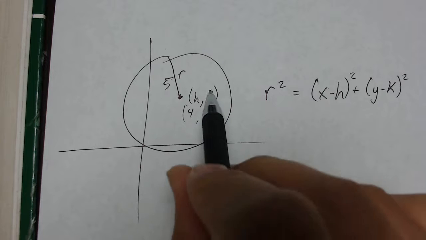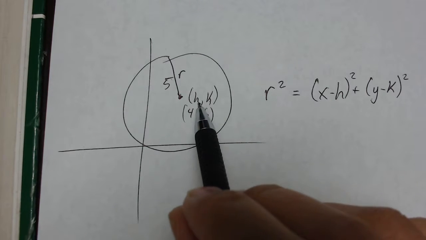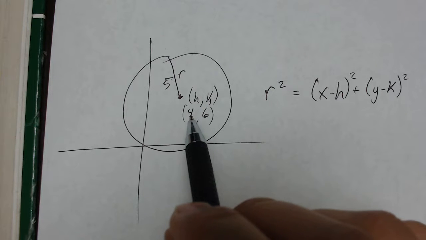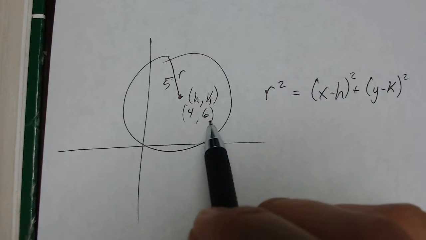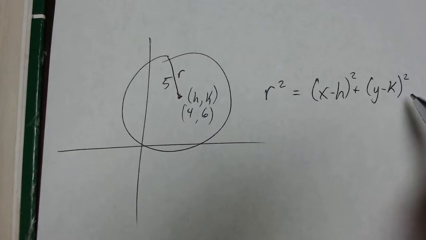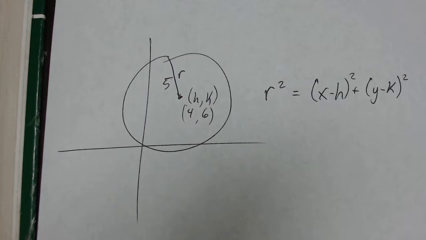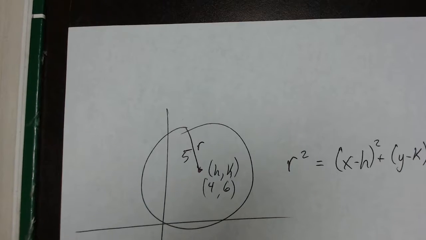So h is equal to 4, k is equal to 6. And again, we have one initial relationship that we see right here, which is that h is the x-axis, k is the y-axis. And we see that reflected in the equation because we have x minus h, y minus k. Now, some of you may recognize that this equation is very, very similar to the distance between 2 points equation. And that's because it is.